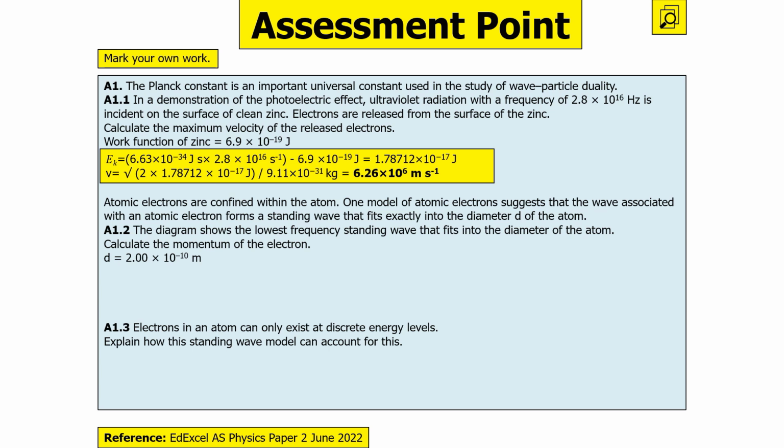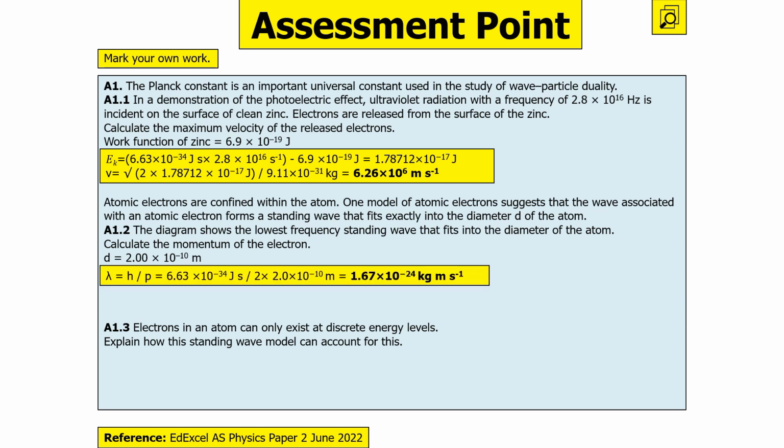This next one, we can work out the momentum because we know the de Broglie wavelength is Planck's constant over mv, which is the momentum. So we can rearrange it, make the momentum the subject, and we get 1.67 times 10 to the minus 24 kilogram meters per second.